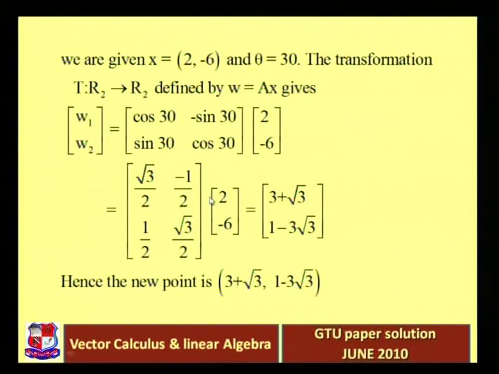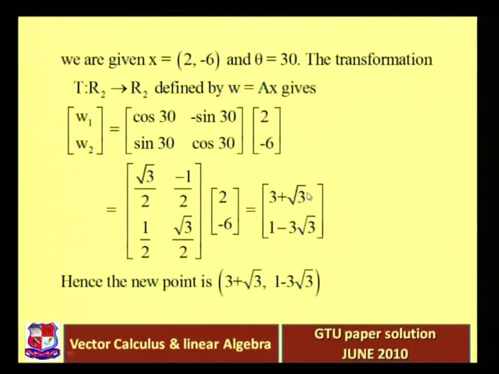So the first row is multiplied with the column, so that is root 3 by 2 into 2, so root 3, plus minus 1 by 2 into minus 6, that is 3, right? So 3 plus root 3 you will get. And when we multiply the second row with the column, 1 by 2 into 2, that is 1, and then plus root 3 by 2 into minus 6, that is minus 3 root 3, so 1 minus 3 root 3. So 3 plus root 3 and 1 minus 3 root 3. Hence the new point is 3 plus root 3, 1 minus 3 root 3.